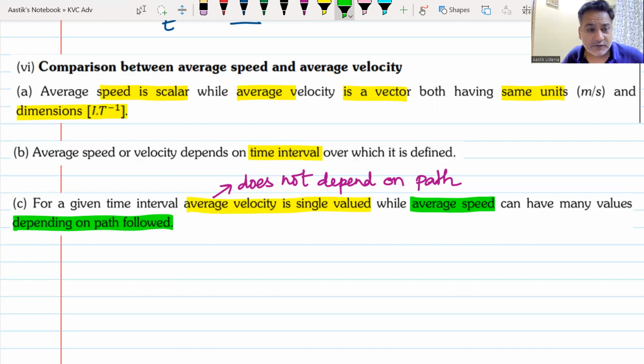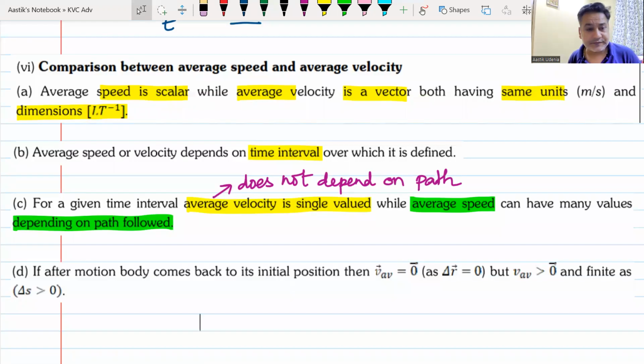This is again a revision of what we are doing. Whatever things we had read about distance and displacement, my dear friends, the same things as you can see are coming back. Revision of distance and displacement.